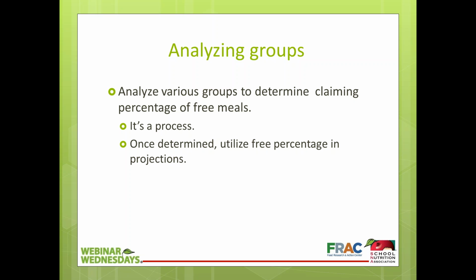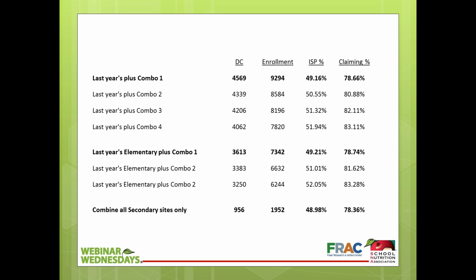And it meant literally playing with a wide variety of combinations of groups, trying to maximize those percentages in those groups. This is just a small sample of the spreadsheet, where I looked at the number of direct cert as part of enrollment to get the ISPs in numerous different combinations. So again, this is just a small sampling of how we tried to use the data to maximize and crunch numbers.